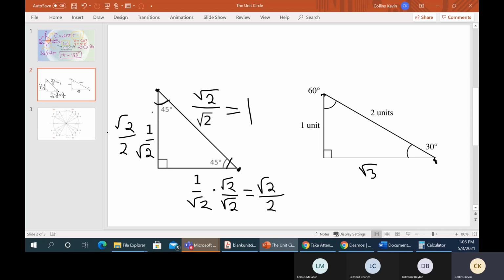One side will always be 90. Yes, that is absolutely correct, Charlie. So one angle is always going to be 90. Good.